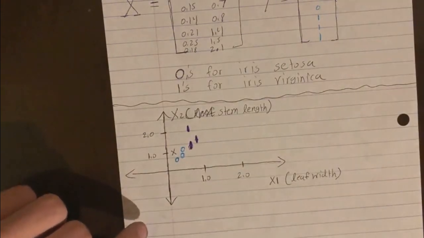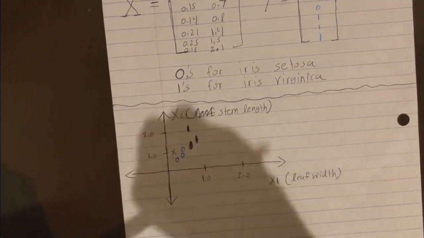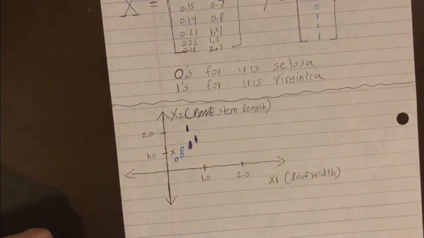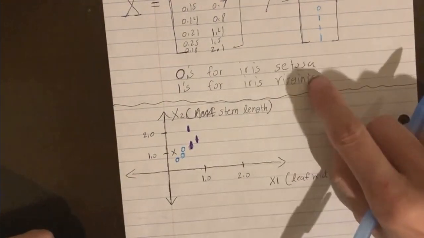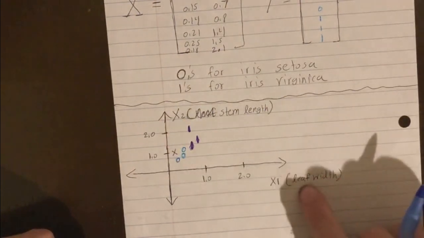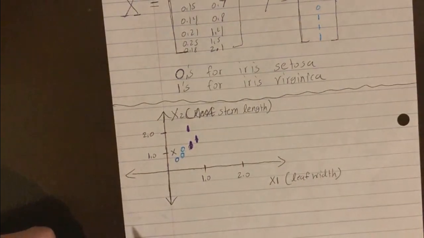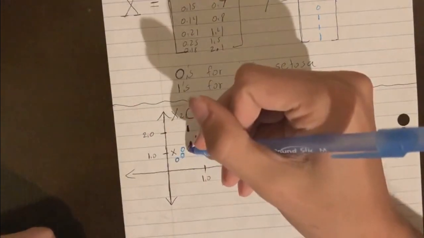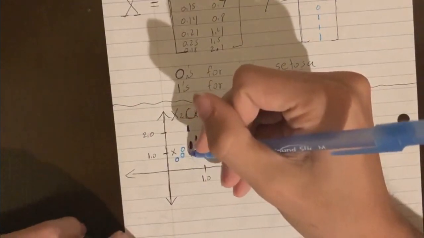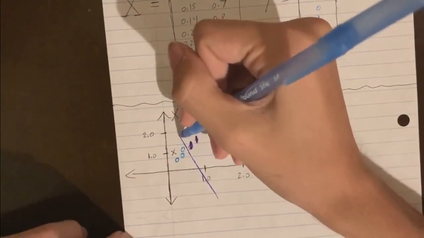Well, what we could do is draw a line. We can draw a line to divide the two classes. Right, we have two classes, Iris setosa and Iris virginica. We can draw a line through this leaf width and stem length feature space to divide the two classes. And here, this line would probably be one of the best lines you could draw, but there are many other lines that actually satisfy this.